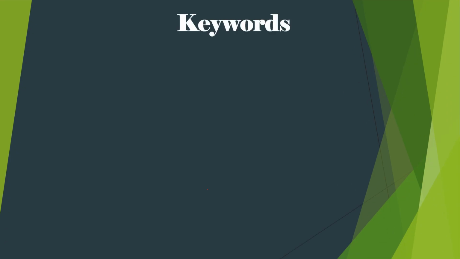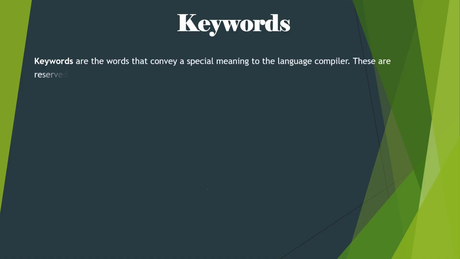Hello friends, today we'll discuss one of the most important topics of Java, that is keywords. Keywords are the words that convey a special meaning to the language compiler. These are reserved for a special purpose and must not be used as normal identifier names. Means every keyword has some special meaning.